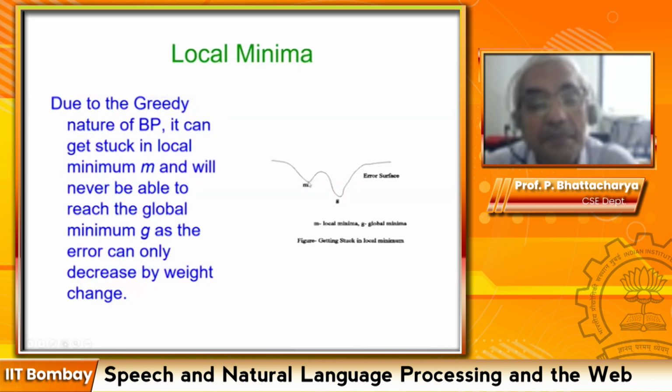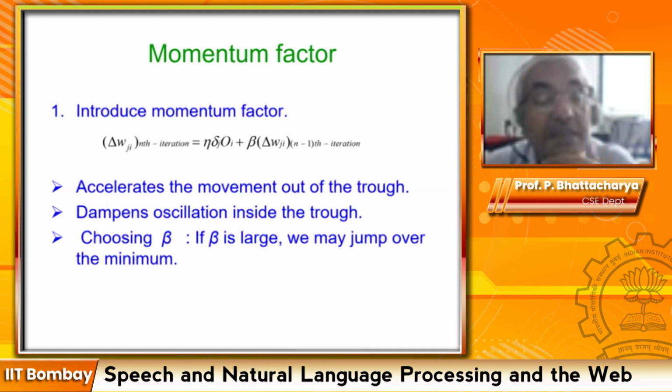But close to minimum, since the weight change is likely to have a sign change also because you are close to the minimum, there will be oscillations. That is dampened because the two subsequent, consecutive weight changes are of different sign. So that has the effect of reducing the weight change value. That is like a damping effect. So momentum factor has both these advantages. It accelerates the movement towards local minimum, but close to minimum, it dampens oscillation.